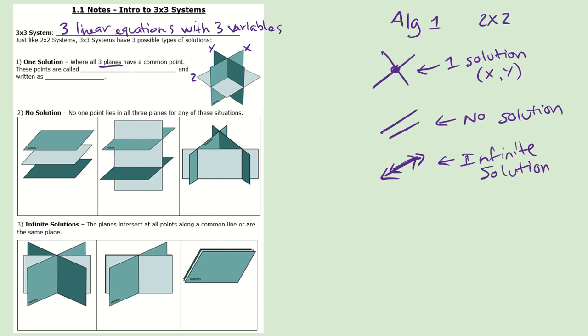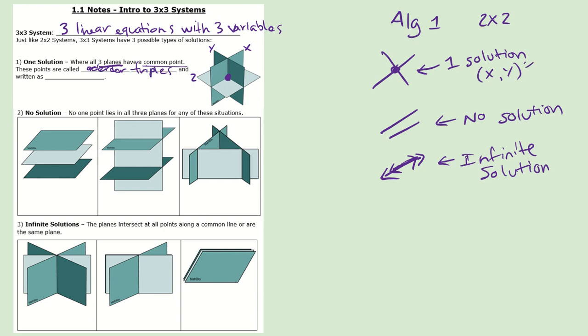Okay, and then one solution will be where all these three planes meet at the same time. So when they have a common point. If you look at this picture, this middle point is where they all have that common point. They all meet at the same time in the same place. So we call that the solution, the one solution. So these points are going to be called ordered triples, just like an ordered pair.